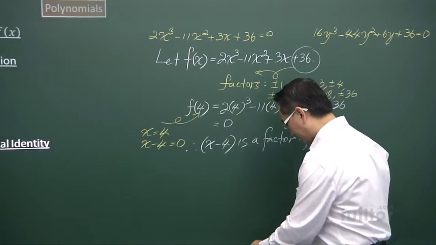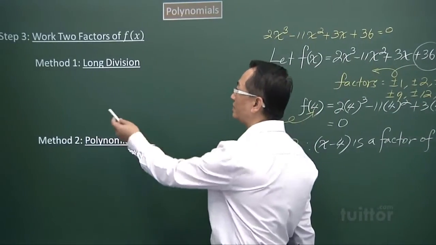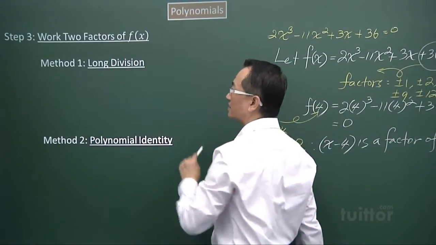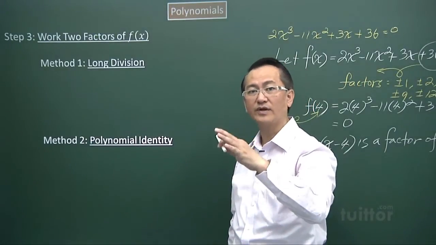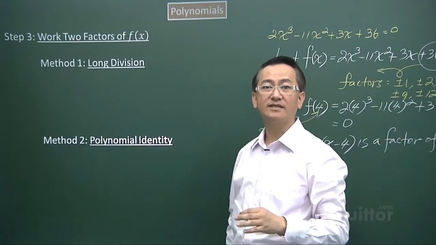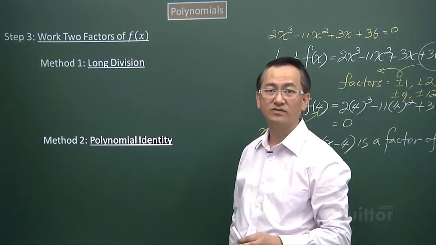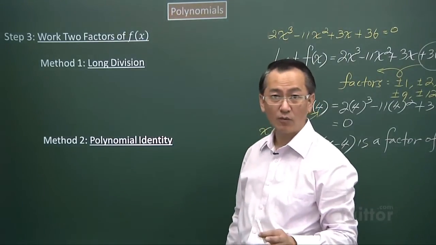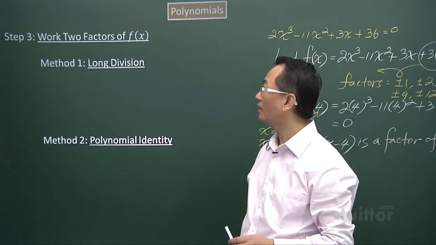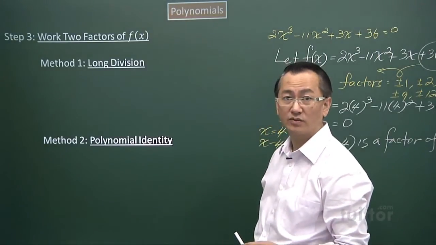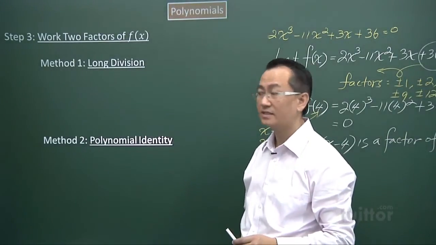Step 3, we are looking at two methods to get two other factors of f(x). When we look at a cubic equation, x to the power 3 tells us that there are at most 3 solutions of x. So if I have found one, then possibly there are 2 other factors as well. Long division is one way to do it. Of course, we can also use the polynomial identities.